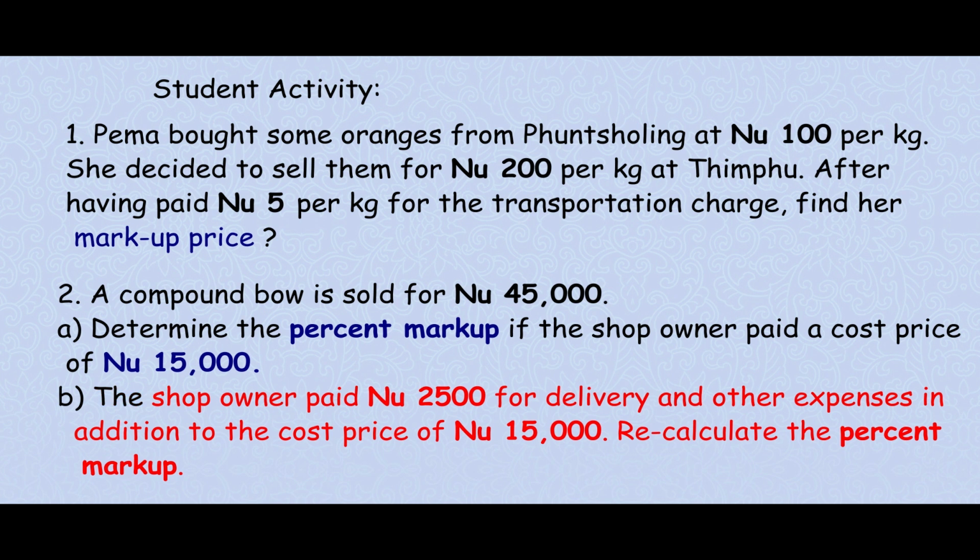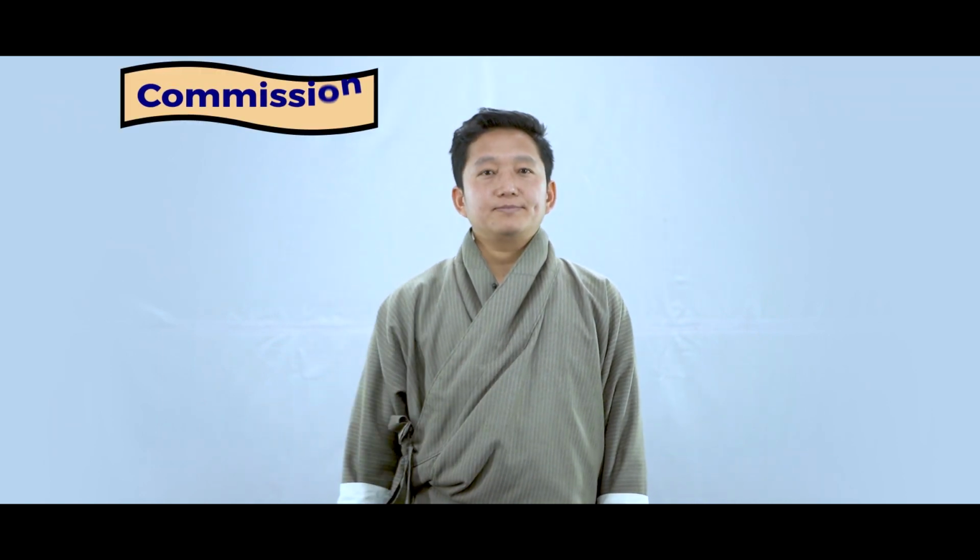B. The shop owner paid Nultrum 2,500 for delivery and other expenses in addition to the cost price of Nultrum 15,000. Recalculate the percent markup. So there are some expenditures that are going to add to the cost price. After that, you can recalculate the percent markup. So these are two questions for the markup. Now let's proceed to the next topic, commission.